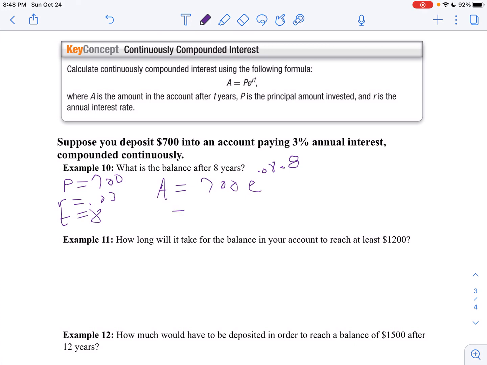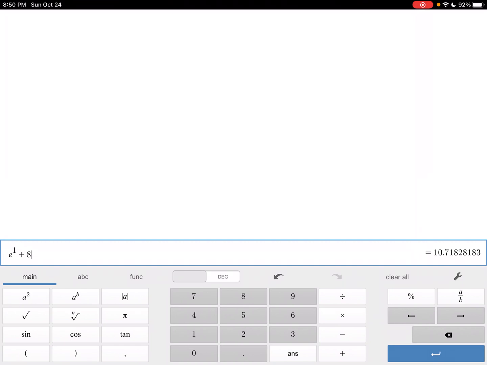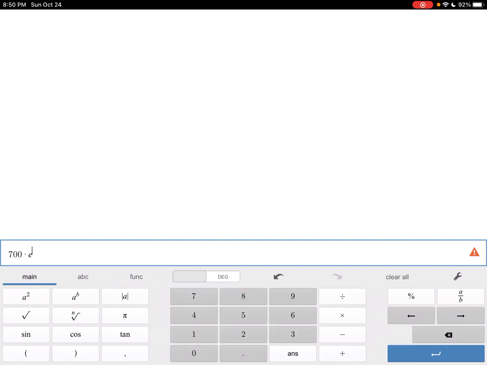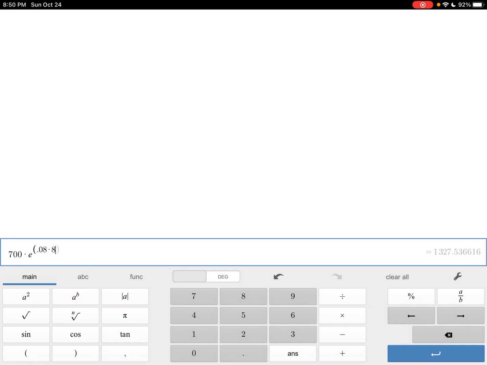So we'll use our calculator to round this. We're going to say 700 times e to the 0.03 times 8, which is $1,327.54.